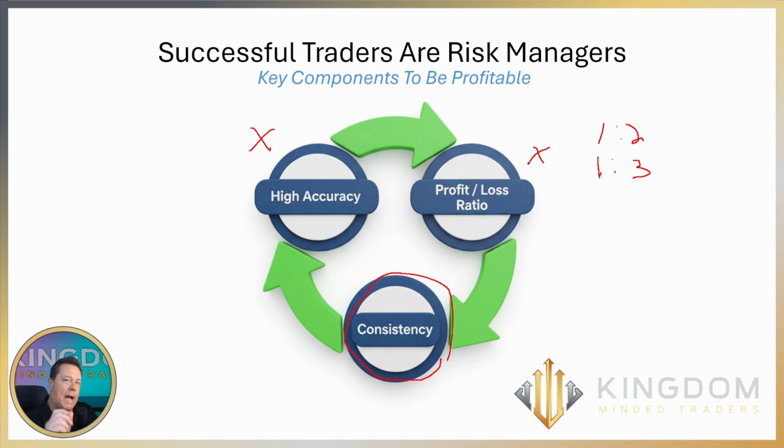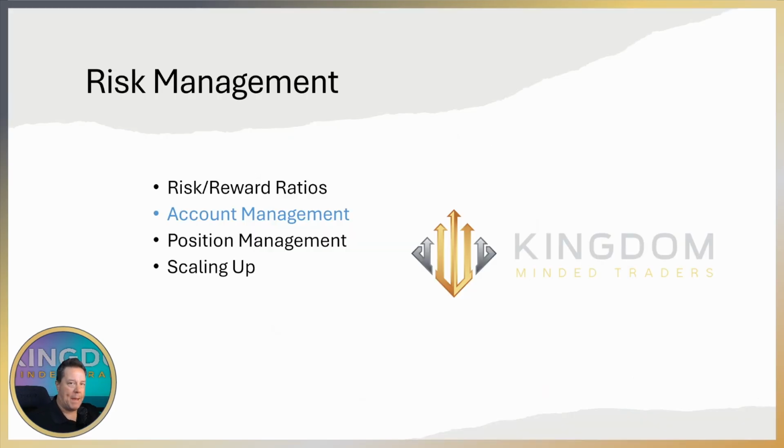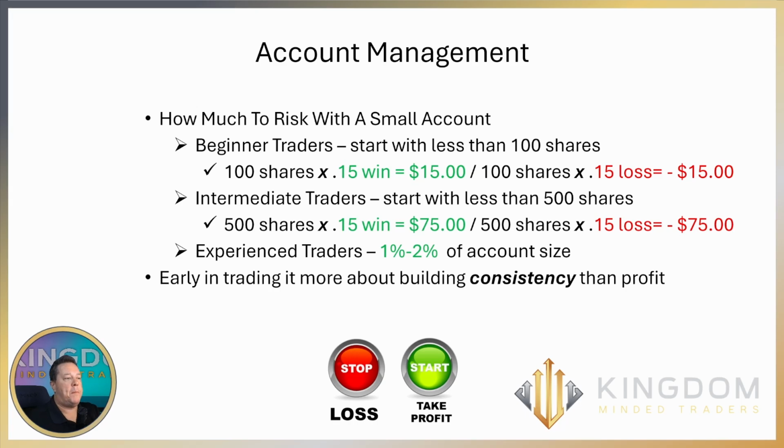We understand now how to determine what our risk factor is and how that equates into a profit loss ratio, and where our focus should be: on high accuracy, a 1 to 2, 1 to 3, 1 to 4, and when the home runs come, it's higher. That's great, but being consistent in that, then we can really look to account management. The important part of account management, here's probably the number one question I get, especially from new traders. They will ask, how much do I risk with a small account?